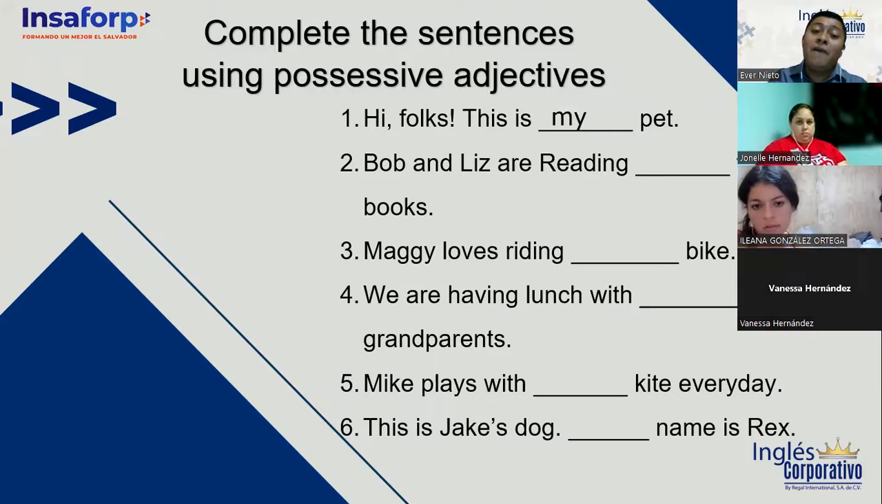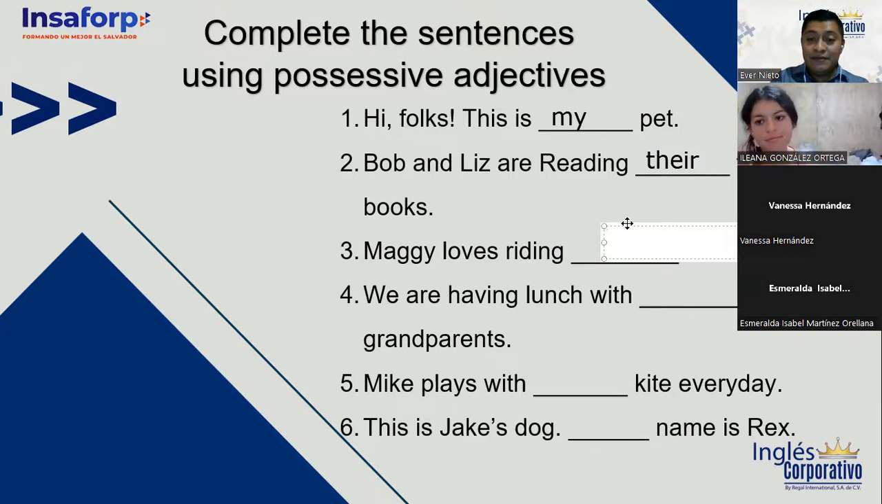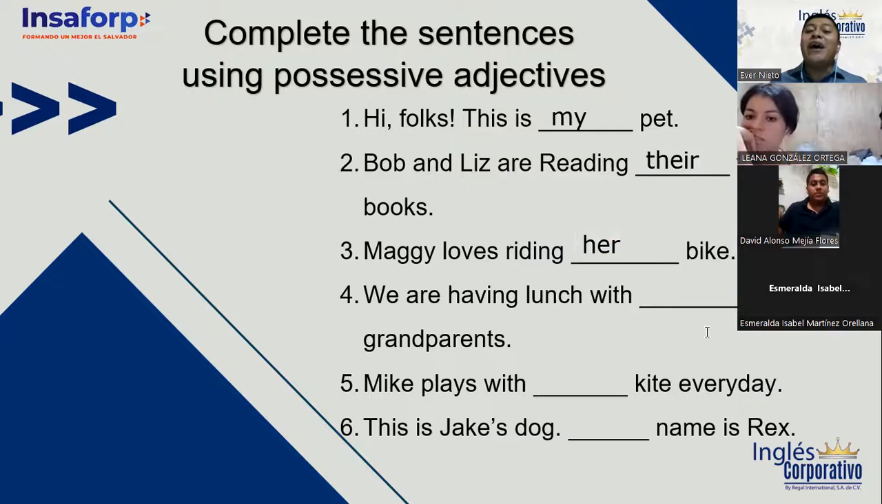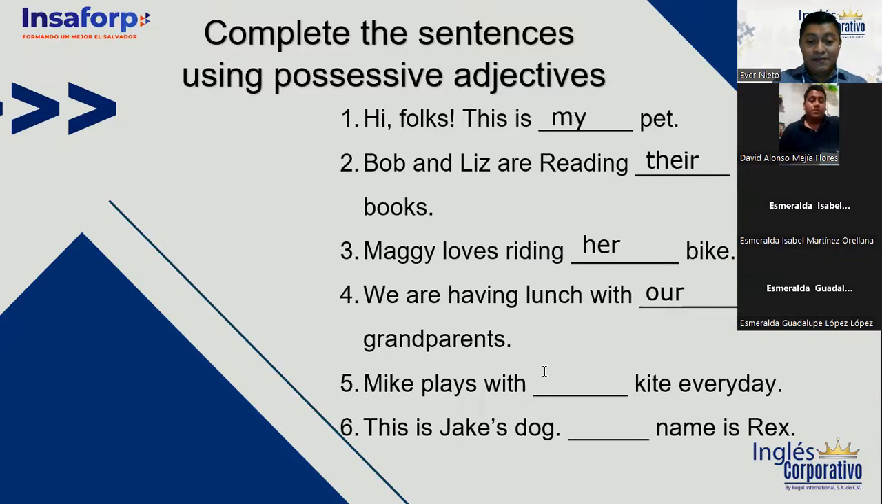This is my pet. Bob and Liz are reading. What is their possessive? Their favorite. Okay, thank you so much. Their favorite books. Maggie loves writing. Her bike. We are having lunch with our grandparents. Thank you, David. Our grandparents. Mike plays with his kite every day. And this is Jake's dog.